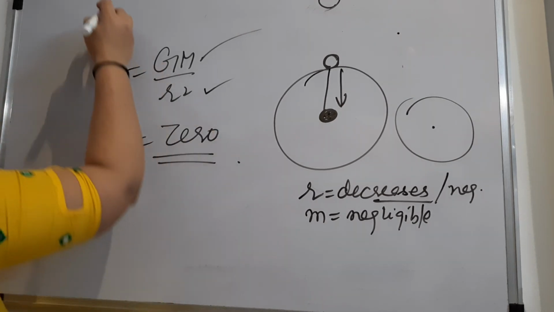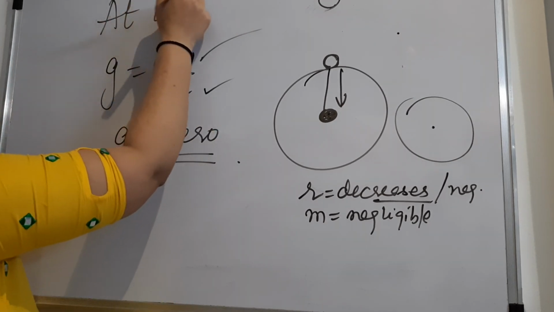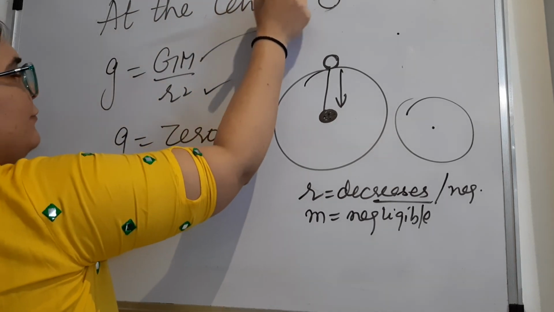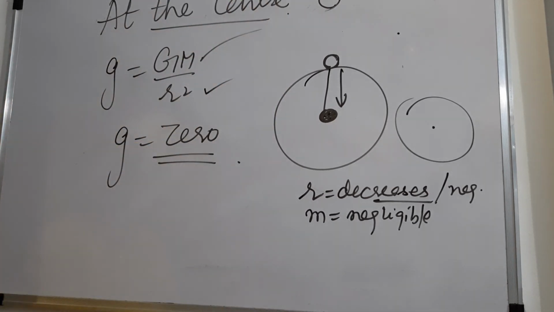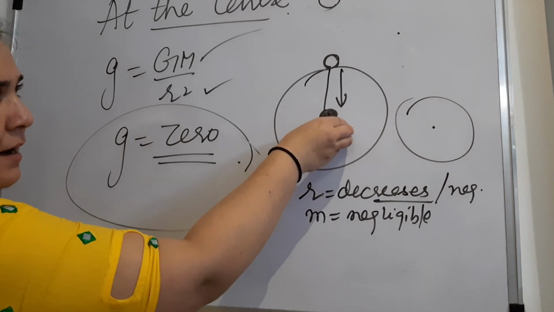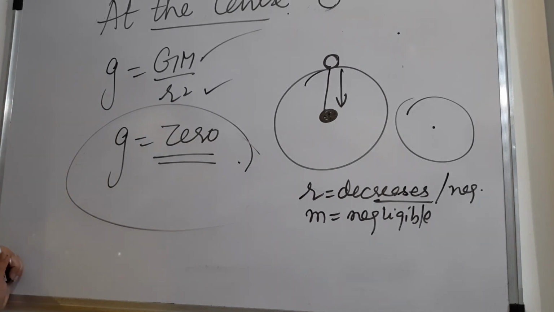So normally what do we say? That at the center of the Earth, if you go towards the center of the Earth, the value of g becomes 0 because radius has become negligible as well as the mass has become negligible. So these are the three factors that we have in our question. First is the shape of the Earth, second is the height, and third is the depth or the center of the Earth. So this is how the value of g will vary.